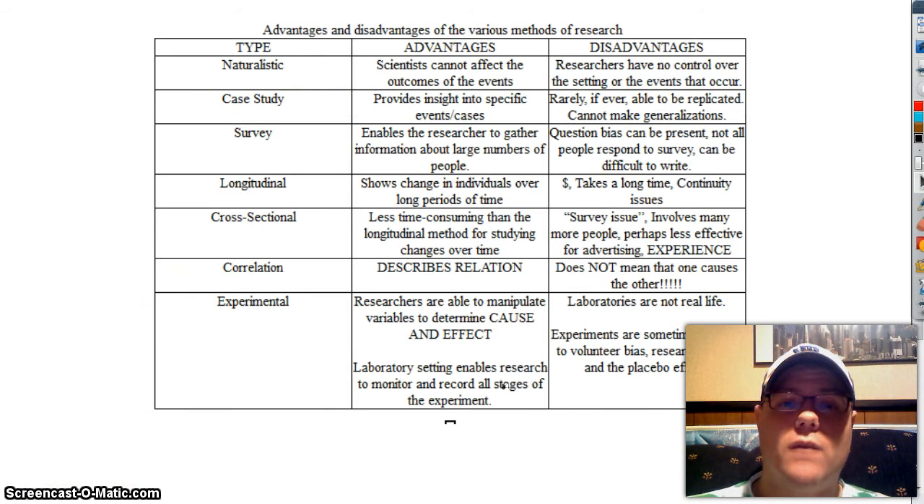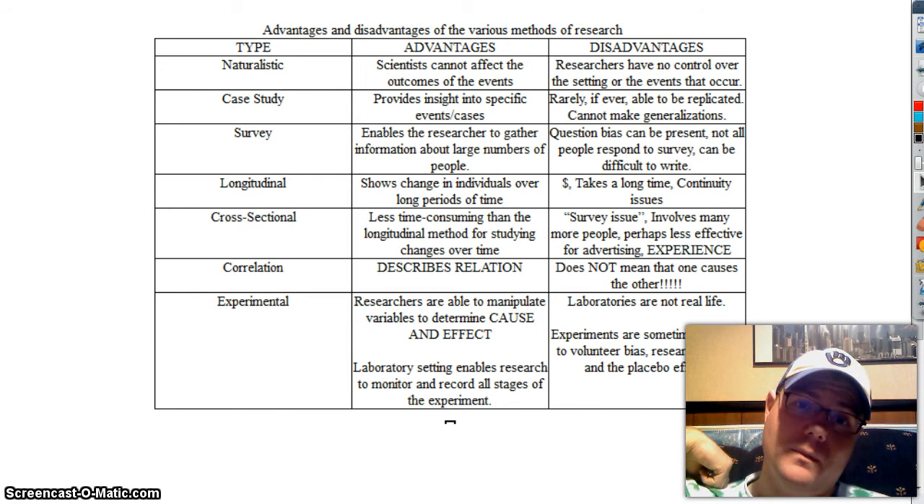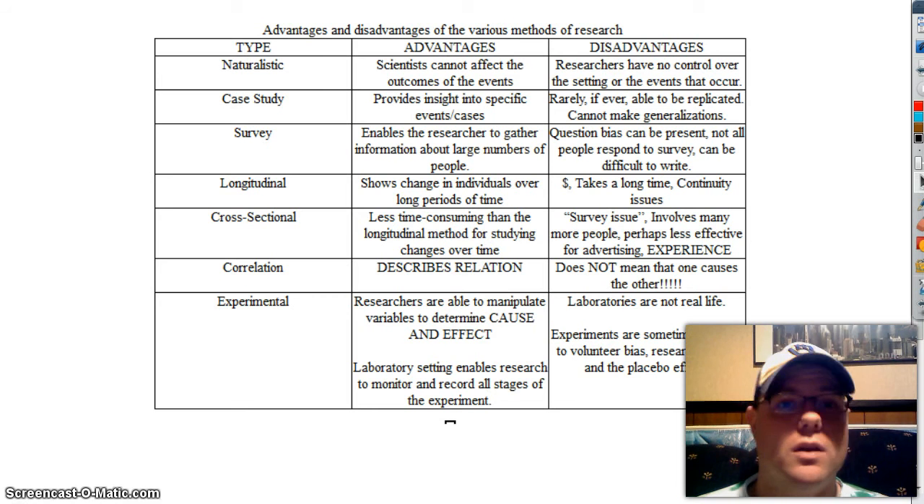Finally, just some quick advantages and disadvantages of the types and methods of research. Naturalistic research. I'm just going to explain each type real quickly, real succinct, so that you have a good idea tomorrow on your quiz, or so that you have a good idea if you're watching this just for fun.